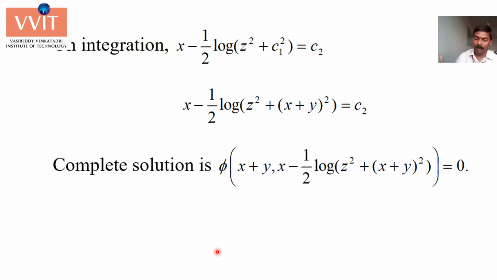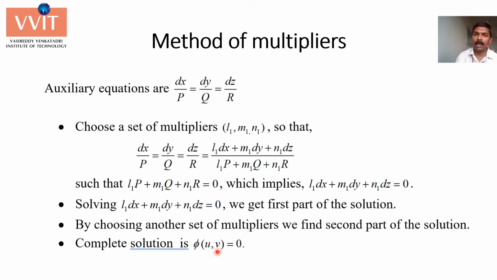Now you may have a small doubt, if no selection is available, what to do? Whenever you get no selection available, this method is not useful. Then we have to go with another method called method of multipliers. So what we have to do in multipliers is write the auxiliary equations. Now here we have to choose a set of multipliers L1, M1, N1, so that using first member, second member, third member, you have to write a new member.